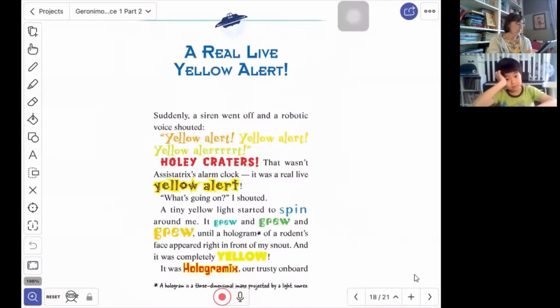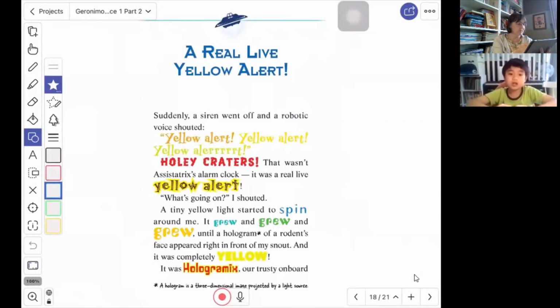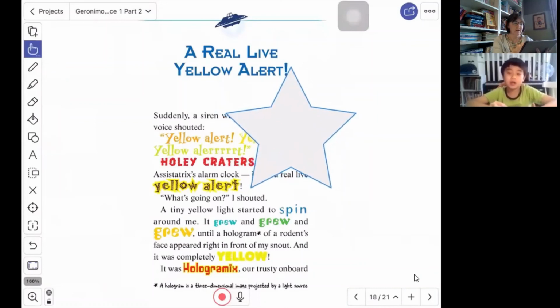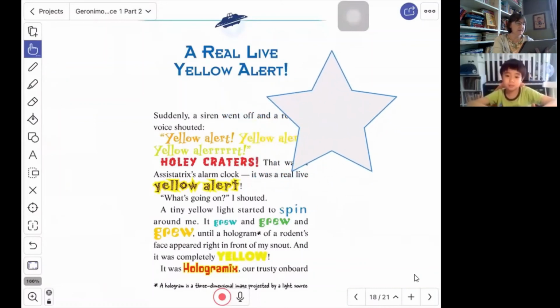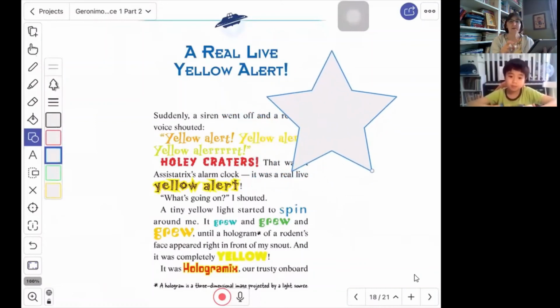All right. Look where we're going to leave off here. Look what is the title of the next chapter. Someone will set yellow alert. And look what the name of the chapter is. A real live yellow alert.